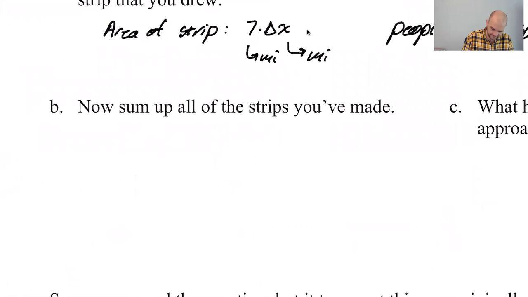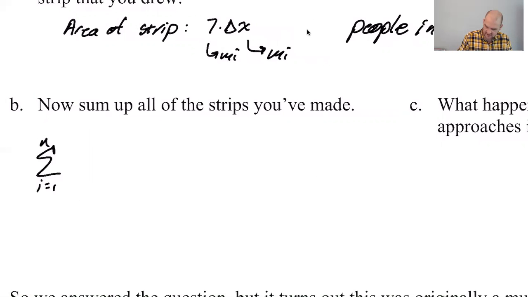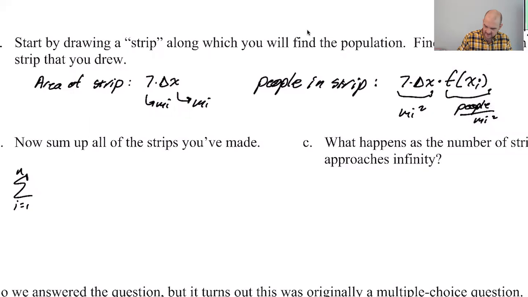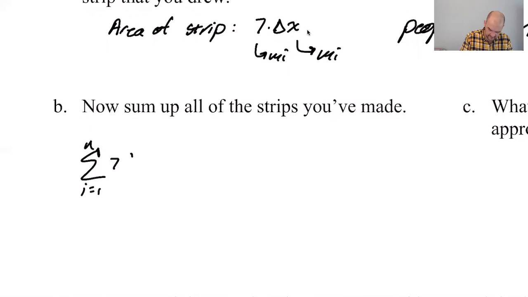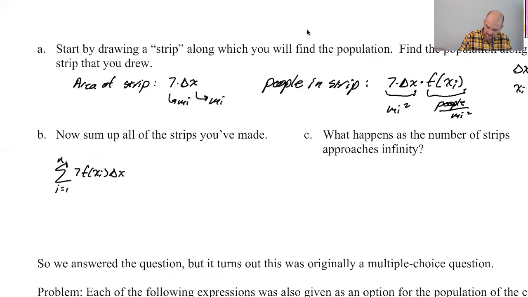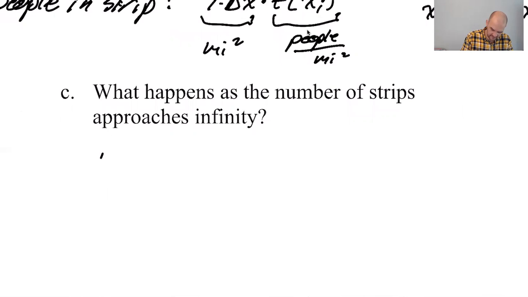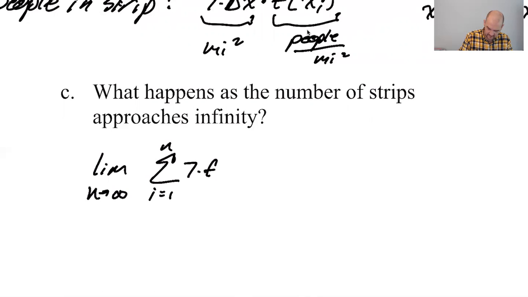Now what we want to do is sum from i equals 1 to n. I'm just going to rearrange it a little bit to put the delta x at the end. So 7 f of x sub i delta x. This will sum up all of them. But what I really want to do is the limit as n approaches infinity of the sum from 1 to n of 7 f of x sub i delta x.